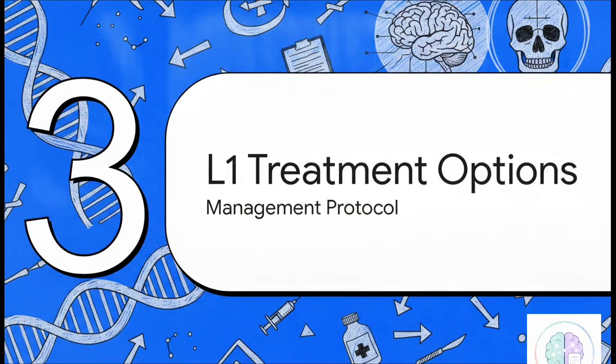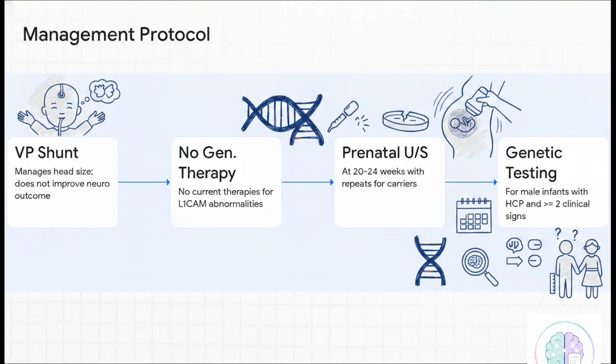All right, Section 3, L1 syndrome treatment options. Our source material breaks this down into a really systematic 4-step management protocol. Step 1 is placing a VP shunt. But, and this is a big but, we have to acknowledge the harsh reality here. The shunt's main purpose is managing head size to make things easier for the caregiver. It does not, I repeat, does not improve the neurologic outcome or the retardation status.